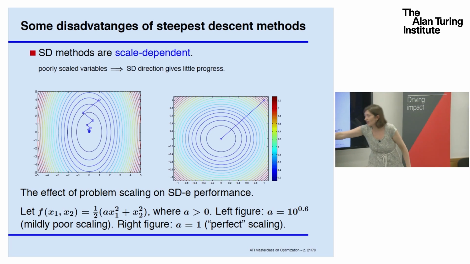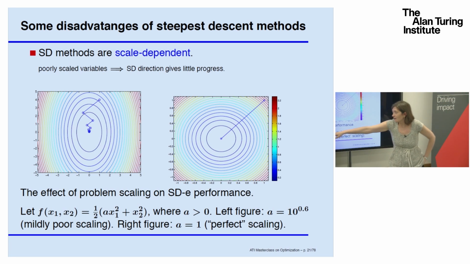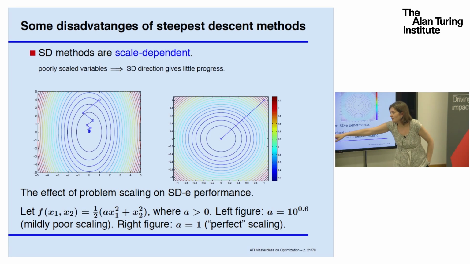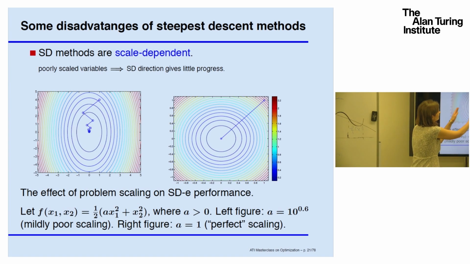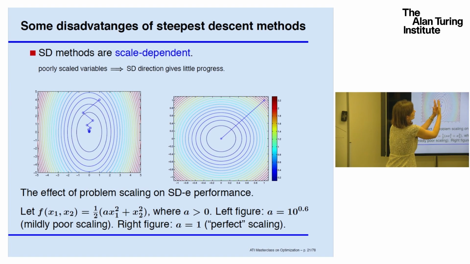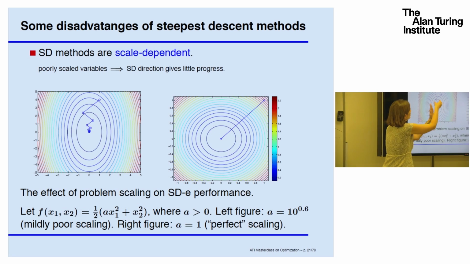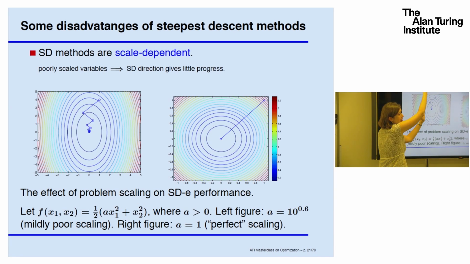So here's a quadratic example: f(x) = 1/2 (a x1 squared plus x2 squared). a is a parameter. Now, this problem, I can make it ill-conditioned. So I can make the contours of my quadratic look like this. They are long in this direction, slowly varying in this direction, and fast varying in this direction. How do I make this?